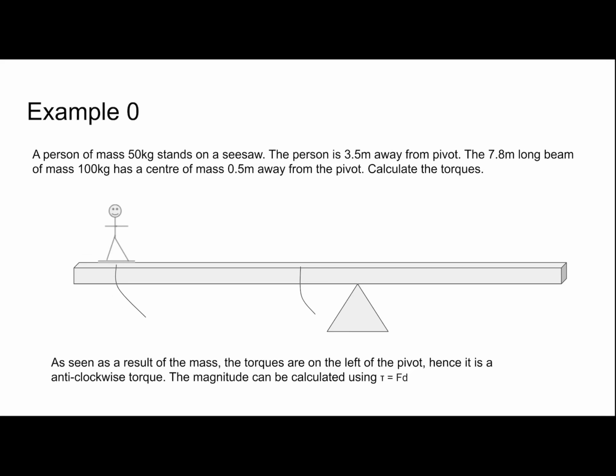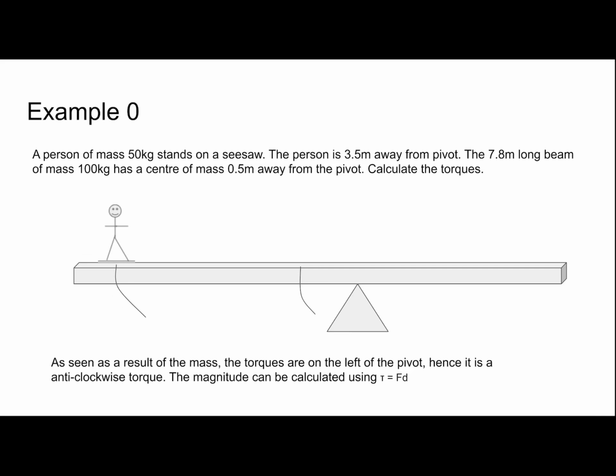If it was on the right of the pivot, if I put an object on the right of the pivot, and remove everything on the left and just put something on the right, as you can see, this object's going to push this beam down, and once it goes down, it's just going to move in a clockwise direction. And that's how I get clockwise torque if it's on the right side of the pivot, and if it's on the left side of the pivot, it's going to be an anti-clockwise torque.